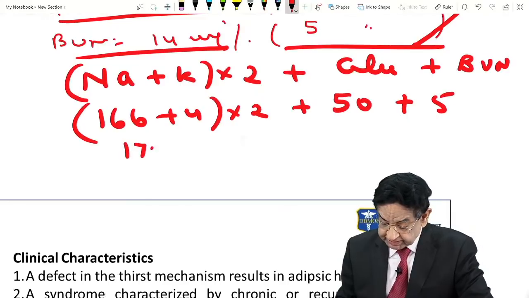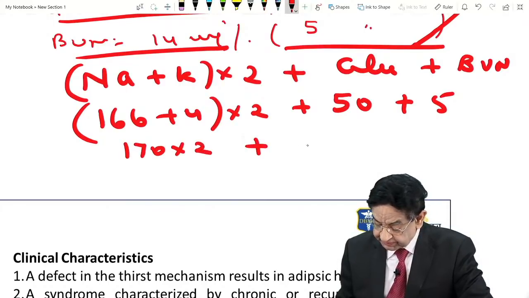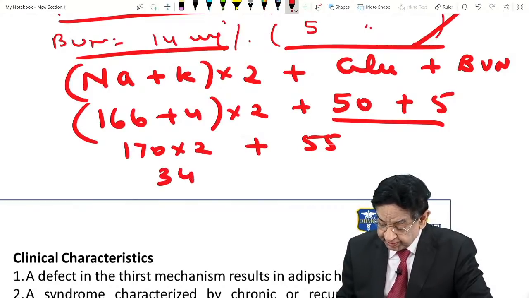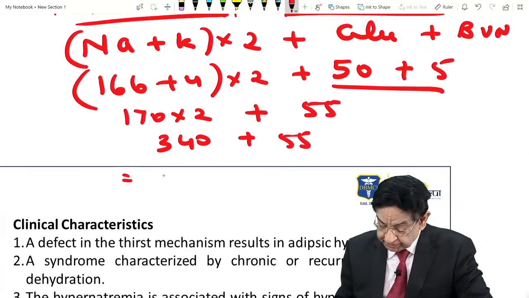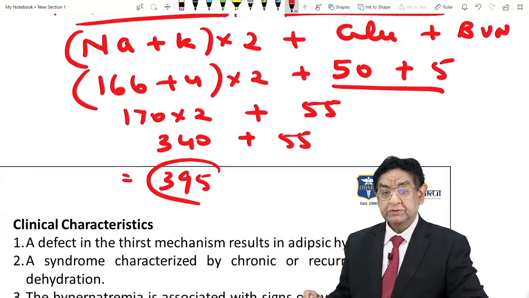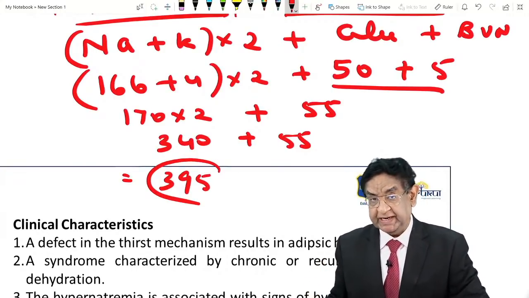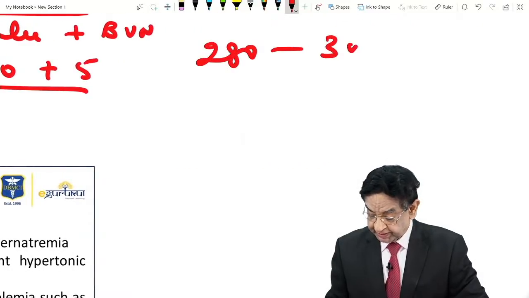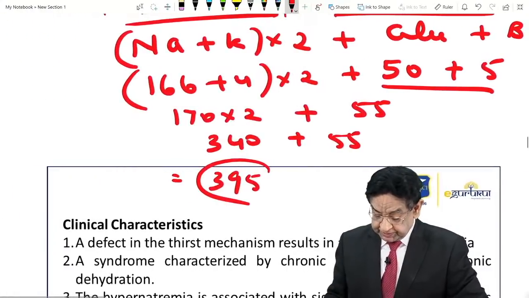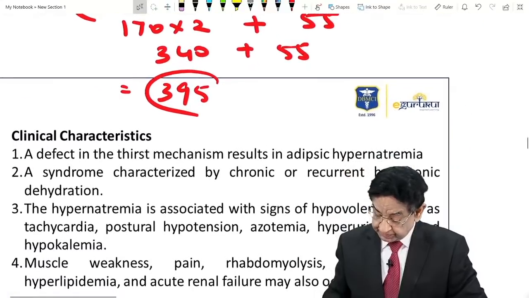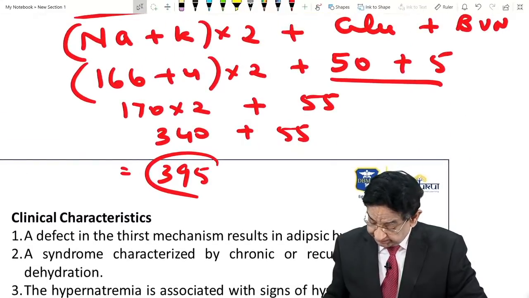This comes out to 170 multiplied by 2 plus 55. This comes out to be 340 plus 55, so 395. In this case, the plasma osmolality is 395. Normal is 280 to 300. So this is a case of hypernatremia, right?